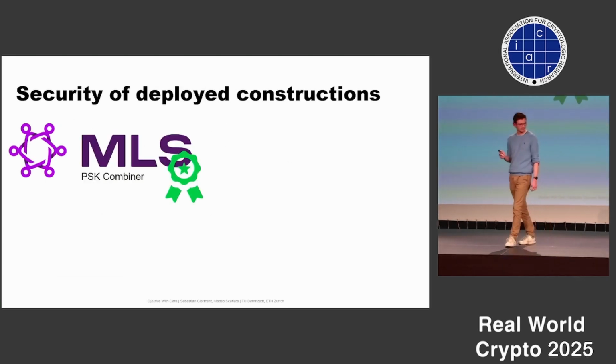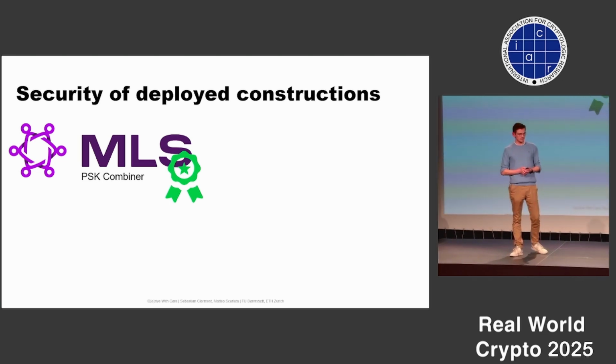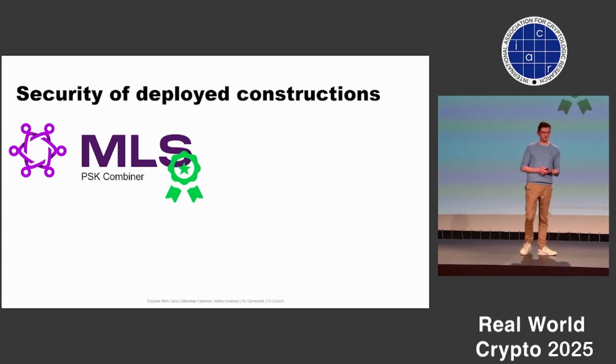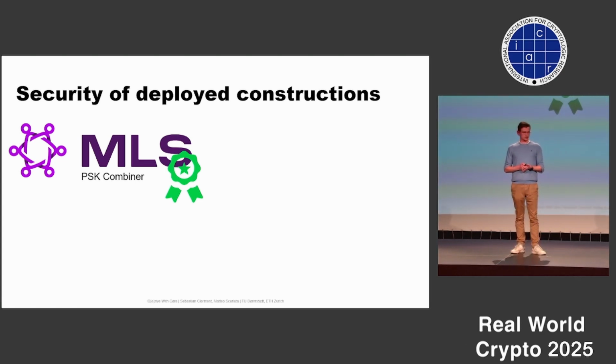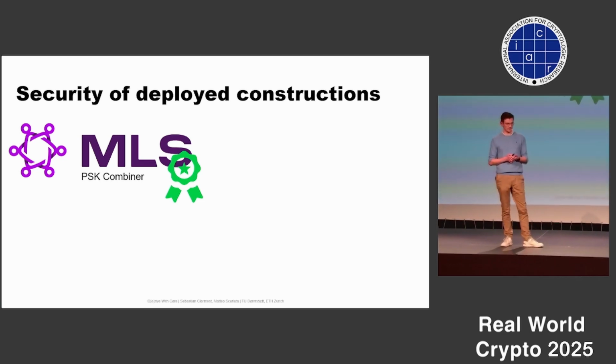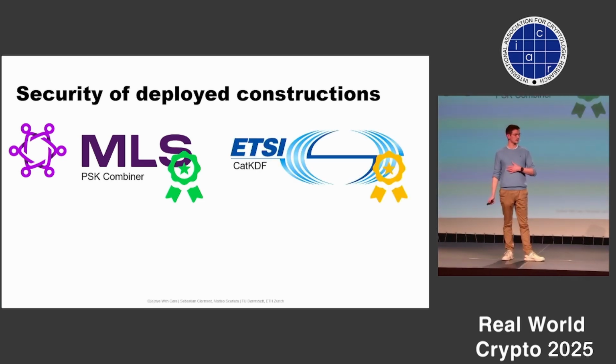So we took this model and actually applied it to a few constructions that we have found in the wild. One is the pre-shared key combiner used by MLS that I've shown before. And we can actually show that the MLS combiner is a good combiner for pre-shared keys in the way that it is used at the moment.